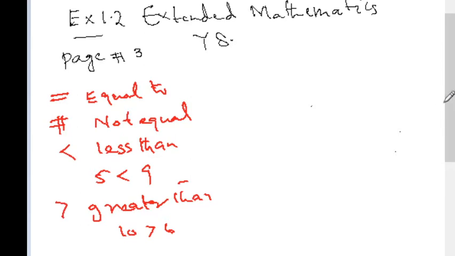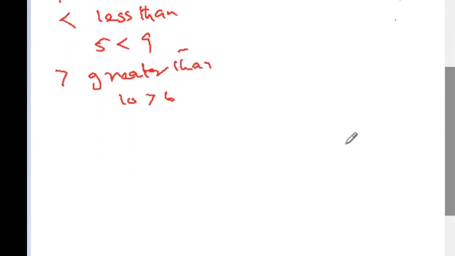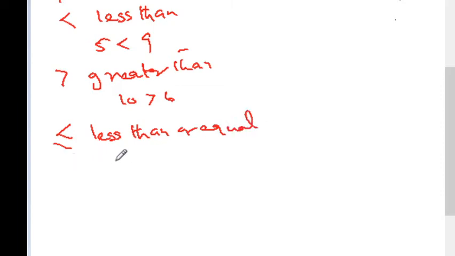Similarly, we have another symbol. This one is less than or equal. Like I can say 5 is less than or equal to 10. Now here are two things, either less or equal. 5 is not equal to 10, but 5 is less than 10. So we can use this sign for this situation.